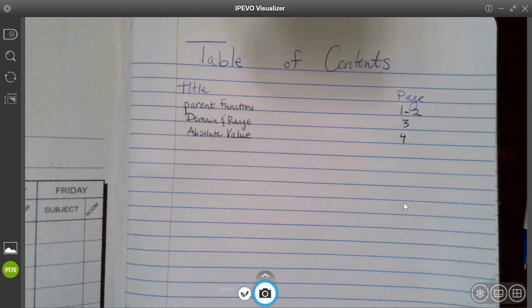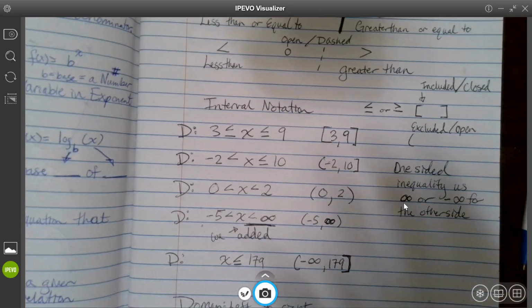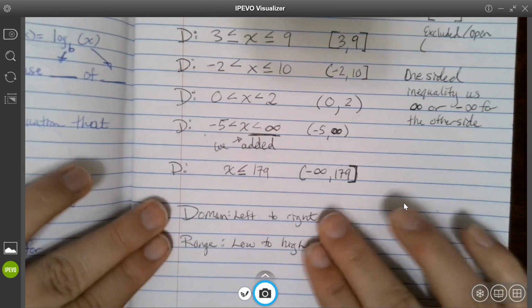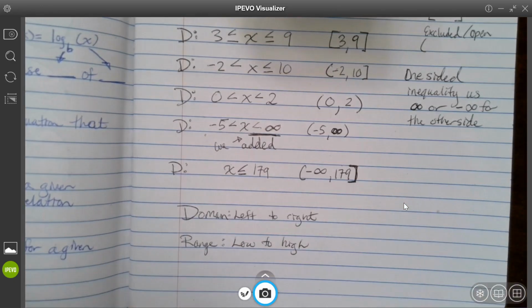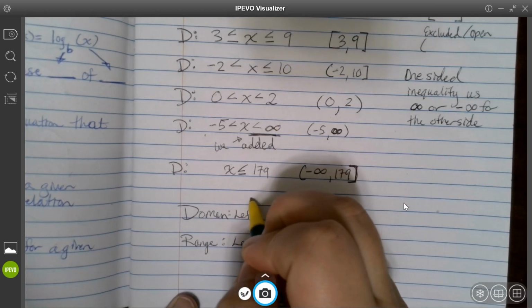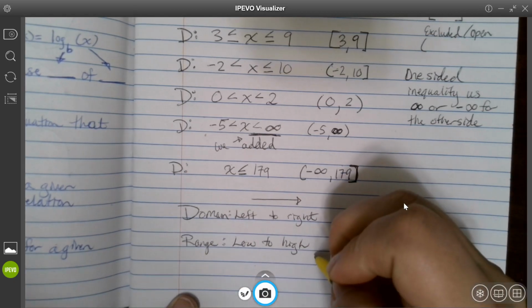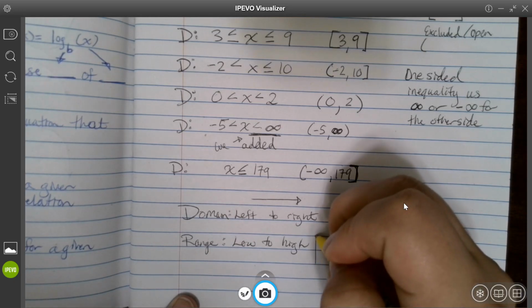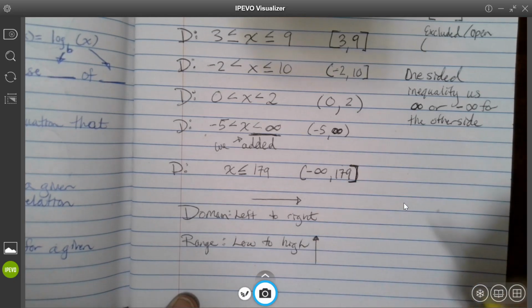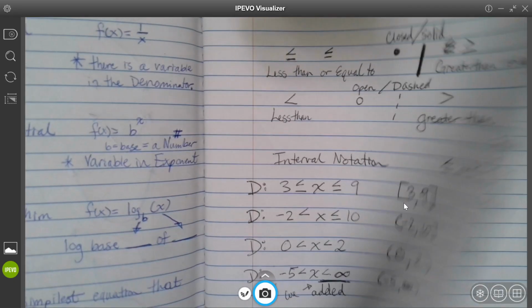So the first thing we want to do is we're going to add 2 lines to our domain and range. I noticed that many of us were struggling to connect which goes first. So domain goes from left to right, just like when you read from left to right. Range goes from low to high, so it's going from the floor to the ceiling. That's it that we're adding for that. Go ahead and turn the page.